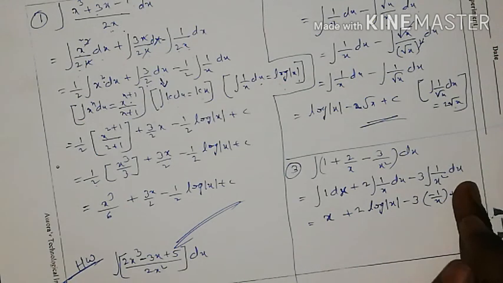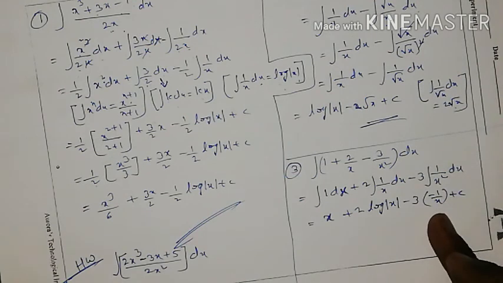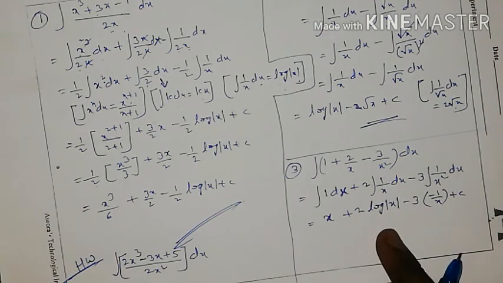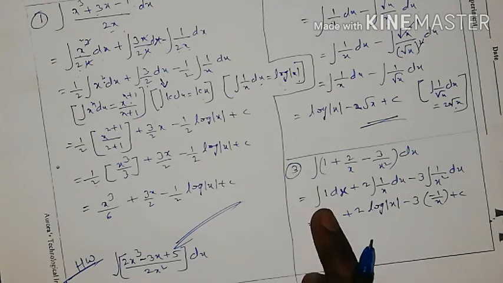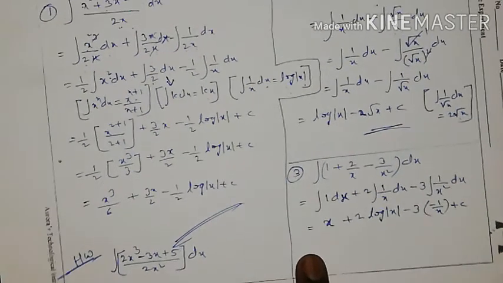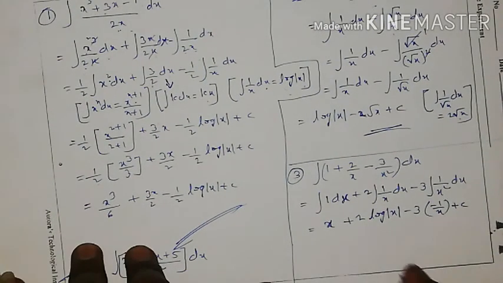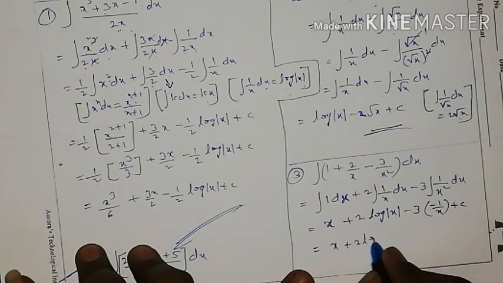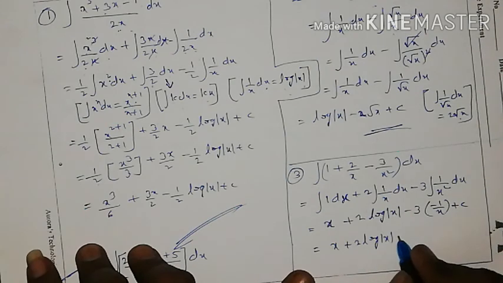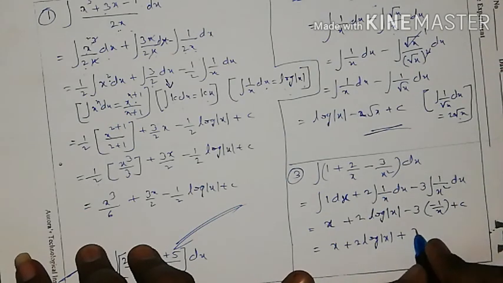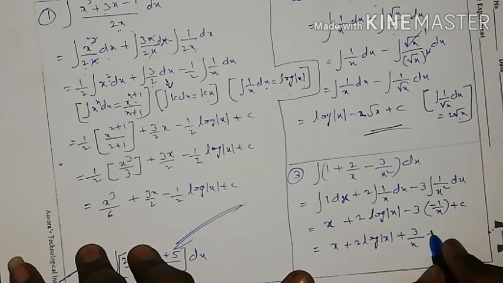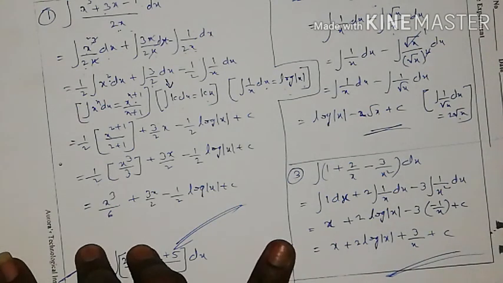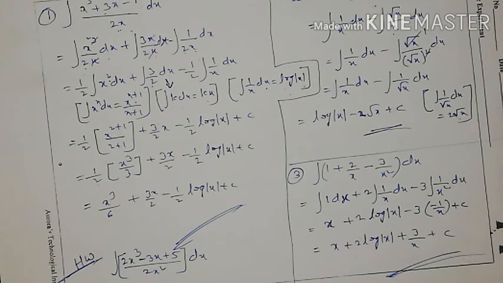So what is the formula for integration of 1 by x square? Right, minus 1 by x. Integration of 1 by x is log mod x. Integration of 1 dx is x. Right, simplification is over. Now remove the brackets: x plus 2 log mod x, minus into minus plus, 3 ones are 3 by x, plus c. Finish. Clear?